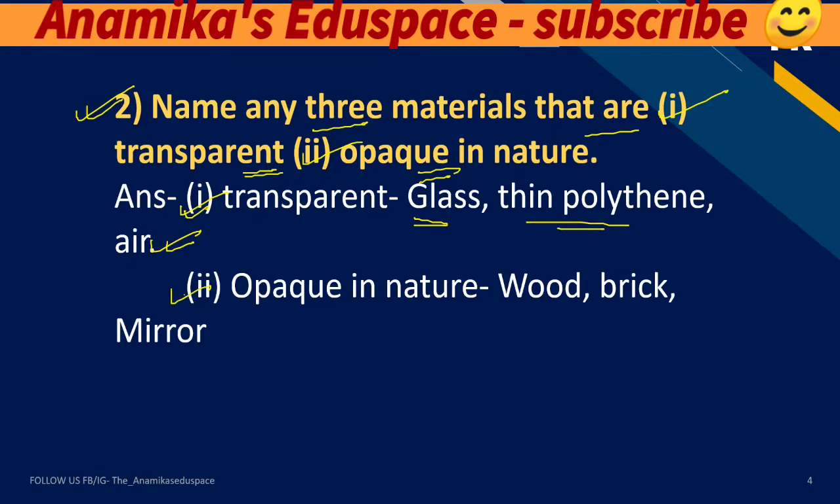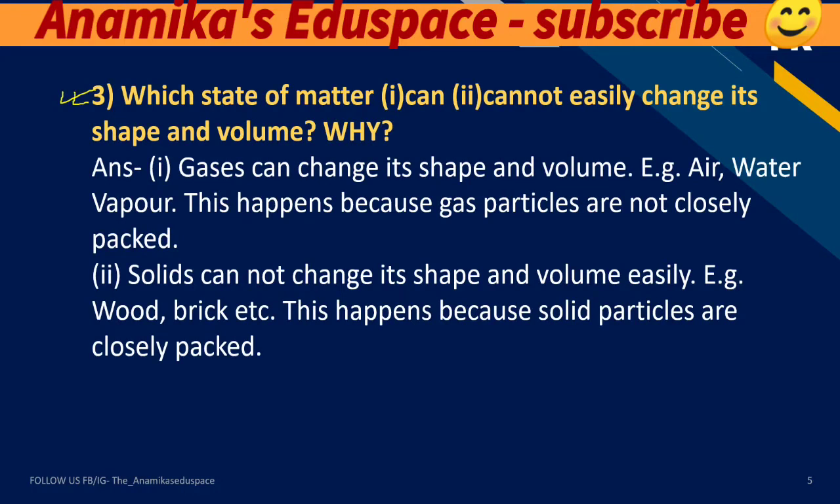Now coming to the second point. The second point is opaque in nature. The materials which are opaque in nature are wood, brick and mirror. Through a mirror the light cannot pass and we cannot see the back side of the mirror. Through wood also light cannot pass and we cannot see what is present inside the wood, and through brick also light cannot pass.